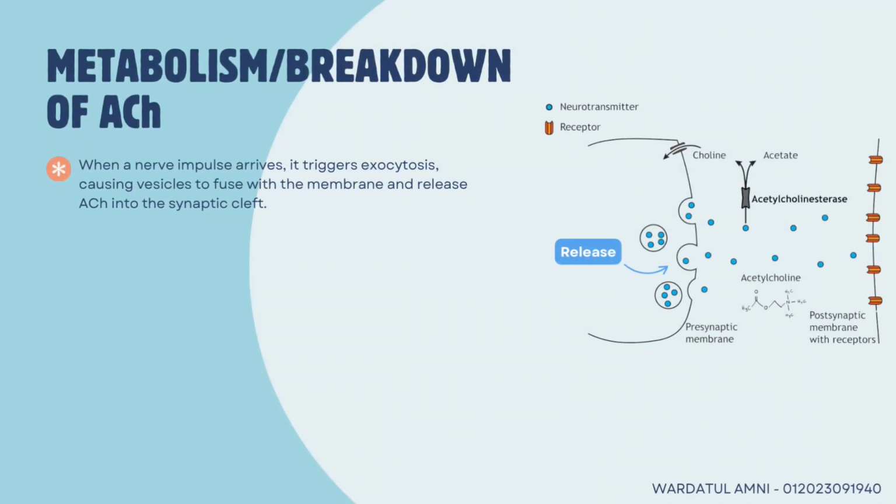Next is the release of acetylcholine. When a nerve impulse reaches the end of the neuron, it triggers exocytosis. The vesicles fuse with the membrane and release ACh into the synaptic cleft, which is the small gap between two neurons.